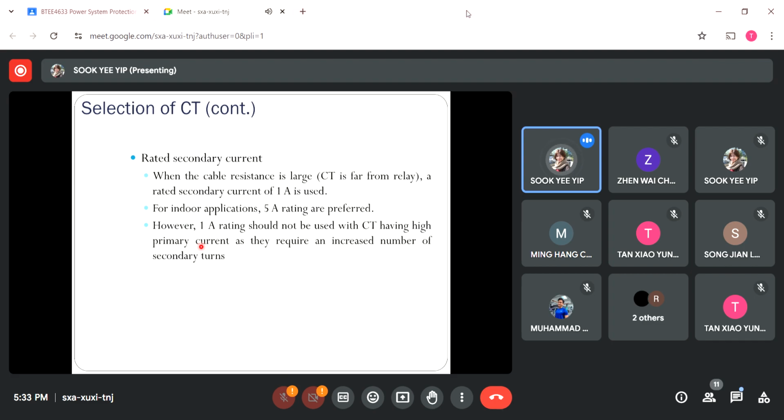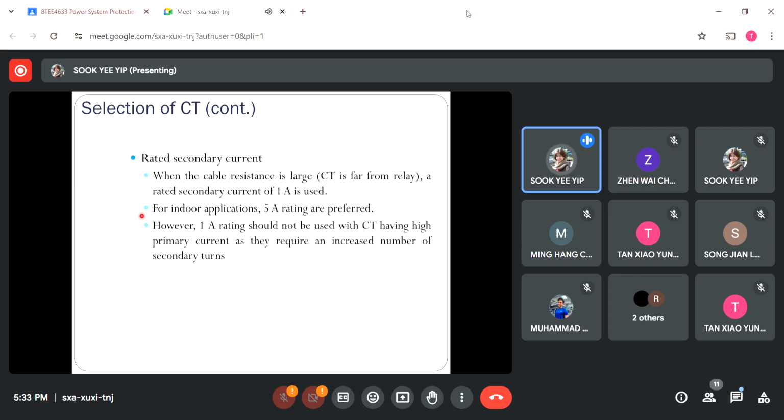Why? This is because if I want to measure these high current values with this low rating of the secondary current transformer, I will need to increase the number of winding turns at the secondary side. So it's like a multiplication factor. With a higher number of turns here, I can measure much higher current values.